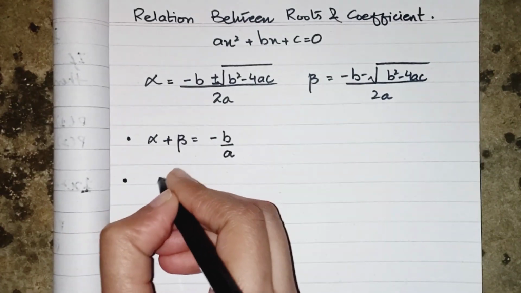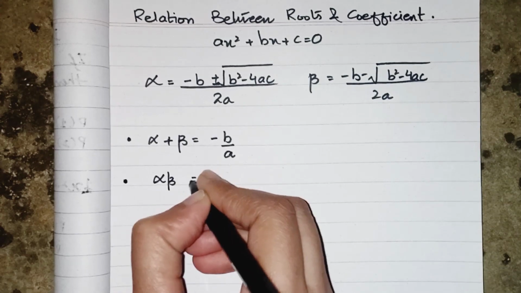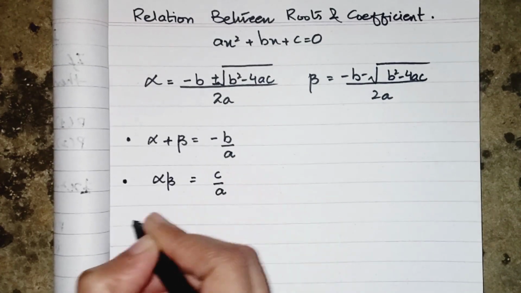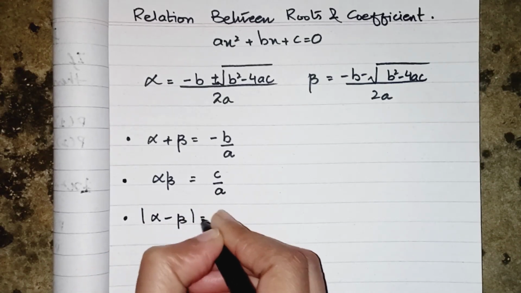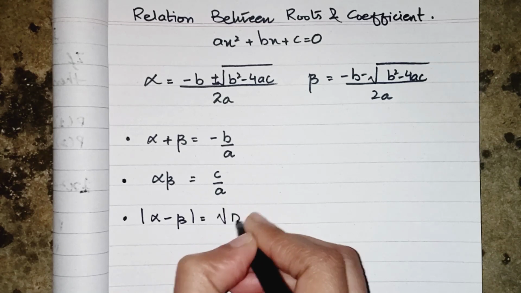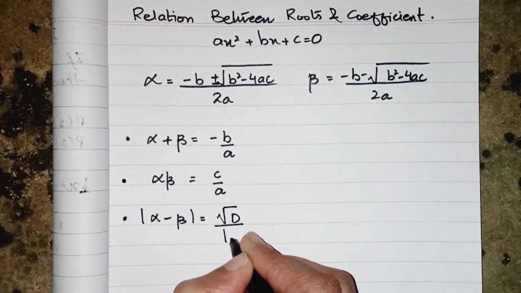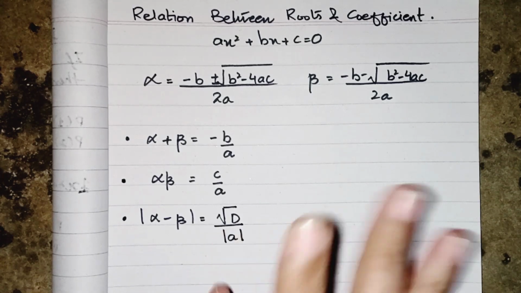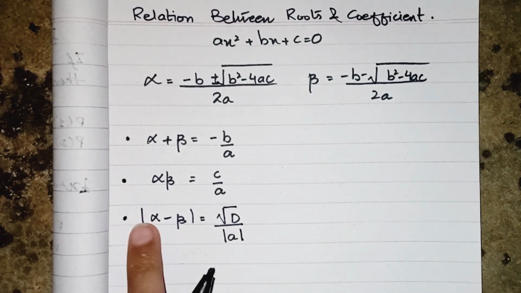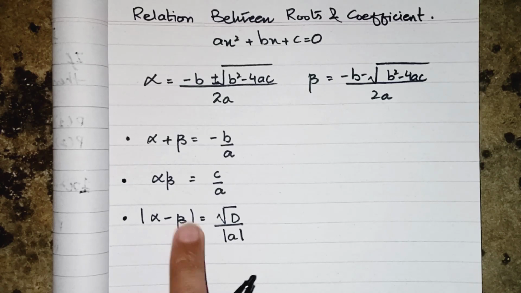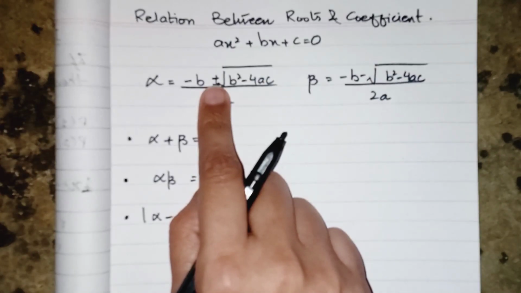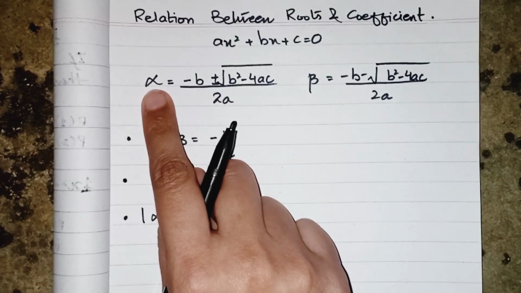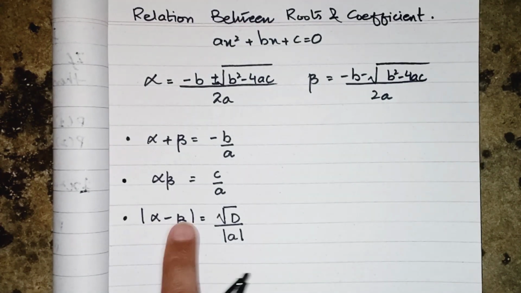The other one is the multiplication of alpha and beta, which should be c upon a, and the difference of alpha and beta is equal to the square root of the discriminant of the equation divided by the modulus of a. Now why are we putting it into the modulus? Because I just said that the root with the positive sign is known as alpha, but someone may say it is beta, so for that reason we are just placing it into the modulus.